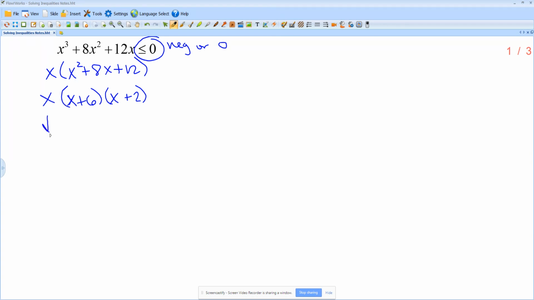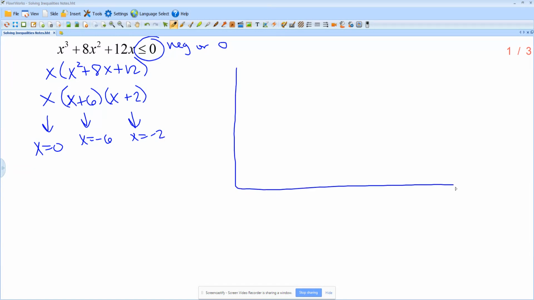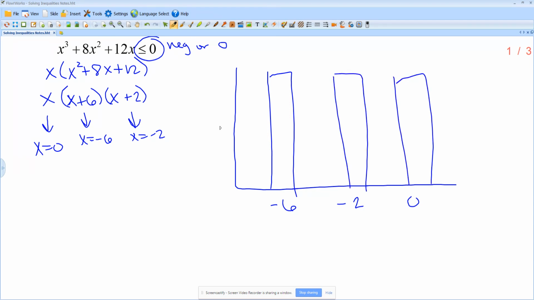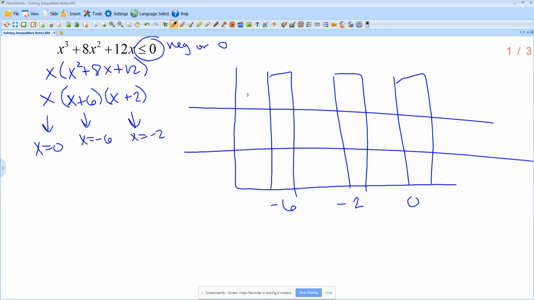Talking about my zeros then, or my critical values, I get x equals 0, x equals negative 6, and x equals negative 2. So I can go straight to my sign analysis table, organize least to greatest, negative 6, negative 2, 0, make all of my columns, and make my rows. Put in my factors, x plus 6, x plus 2, and then my zeros for each column. All of these are linear increasing, so all of them go from negative to positive.